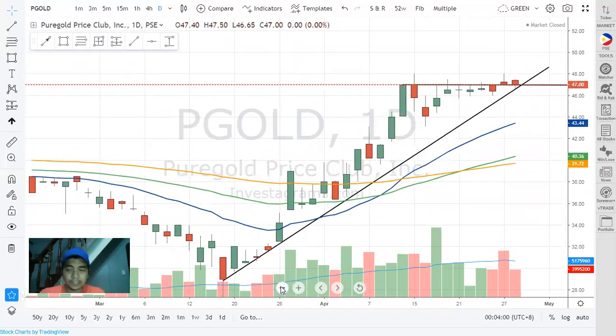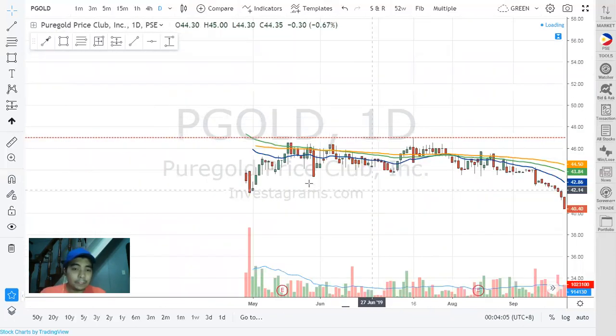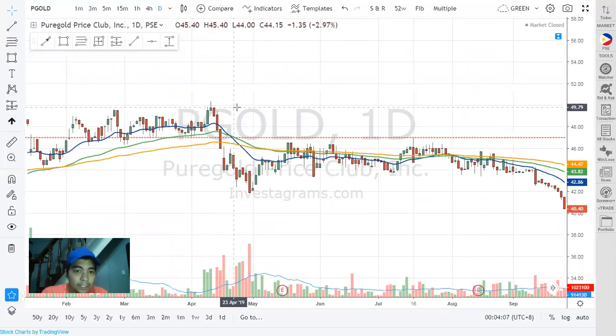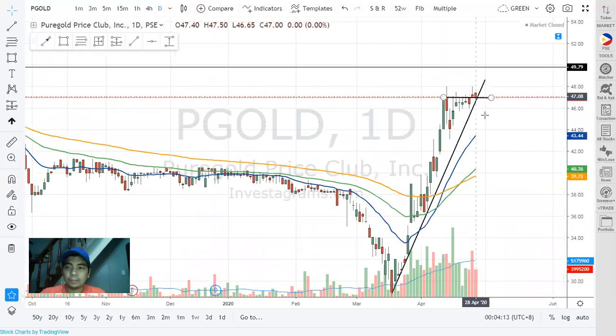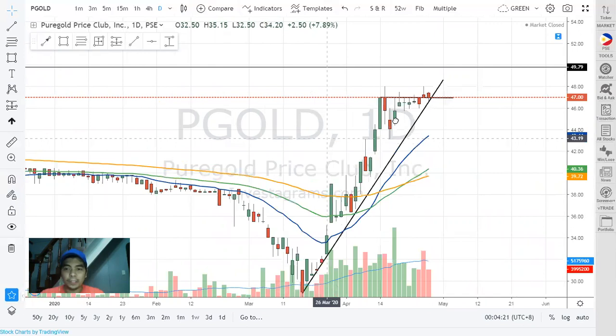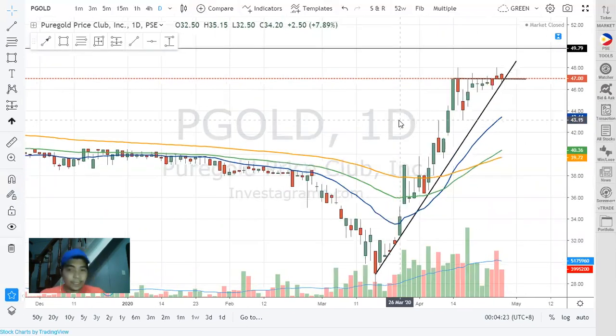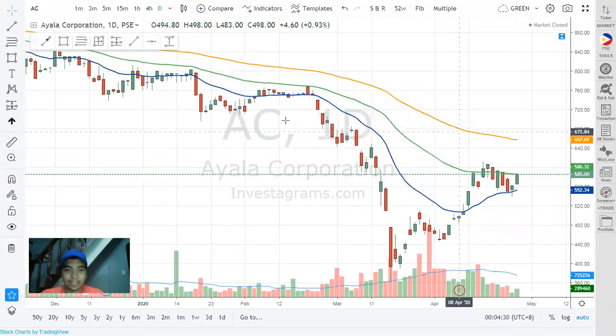But the next resistance line for this one, if you remember, I've included in a previous video. It's at this point, around 49.70. So it's only around 10% gain to that point. But this incline is too sharp already. I also have here AC. AC, from all the Ayala groups, has still been fighting for its life.